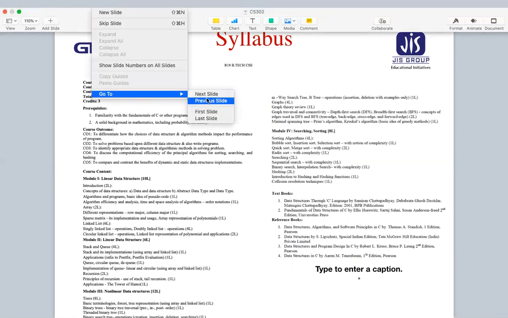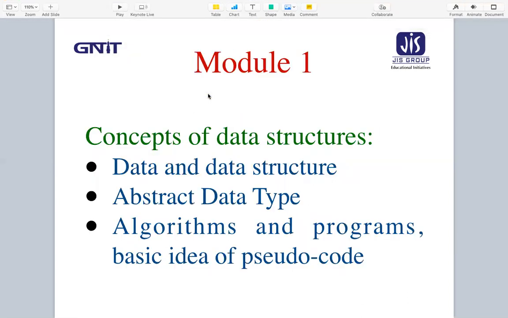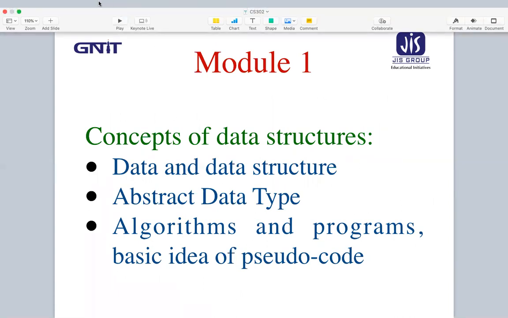So today we will be going for module 1, and in module 1 the concepts of data structures will be there. Particularly, what is data and data structure, what is abstract data type, algorithms and programs, and the basic idea of pseudocode. We will be going through each of these topics slowly.